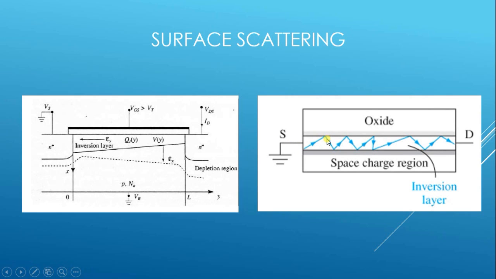No, the current is dQ by dt. So if the carrier is moving straight from source to drain, it covers the distance in the minimum time, and if it is going in a zigzag path, it takes a larger time. So larger time, reducing the current. So ID has been reduced.